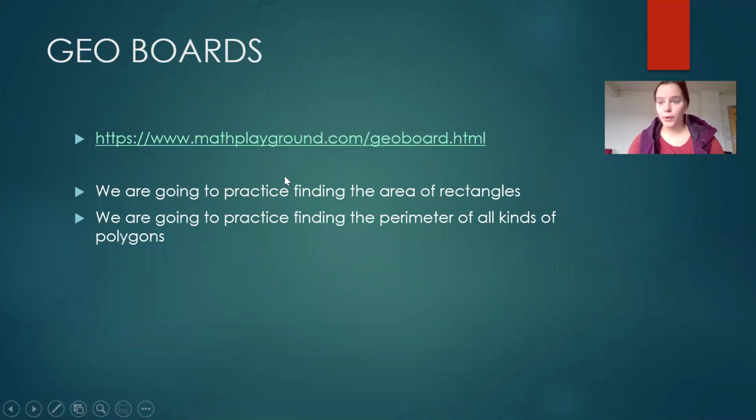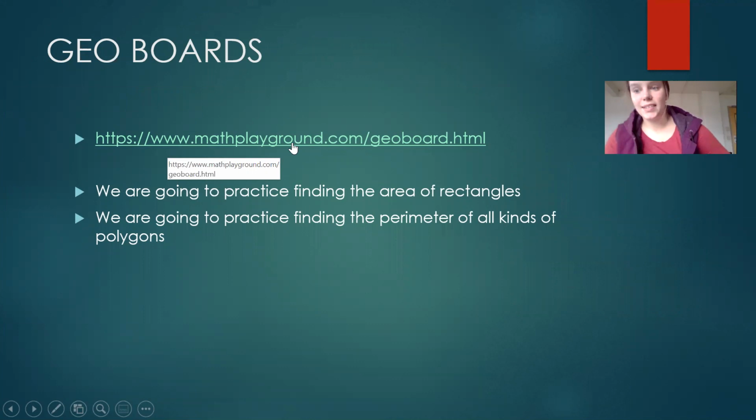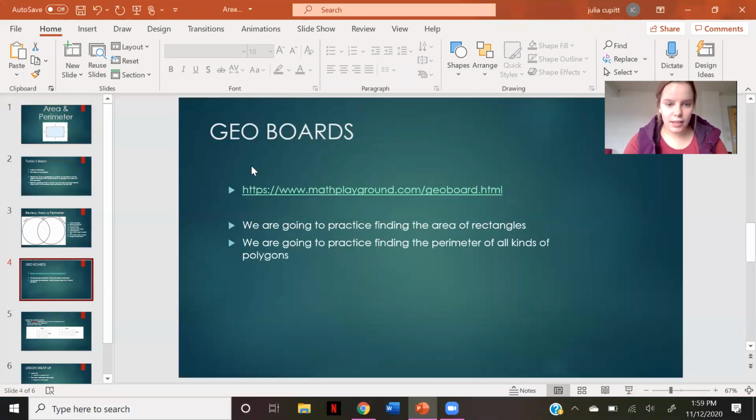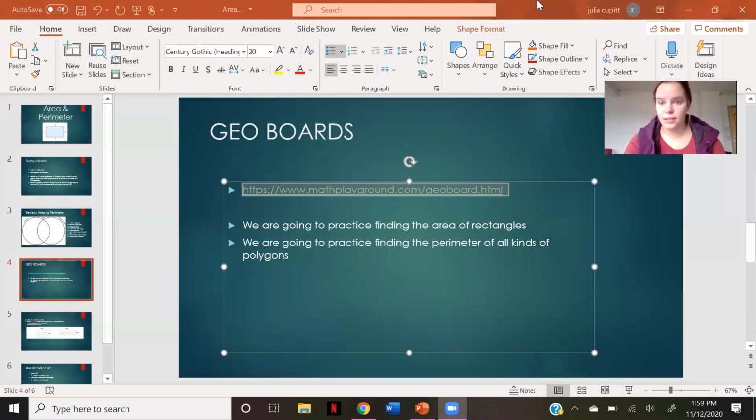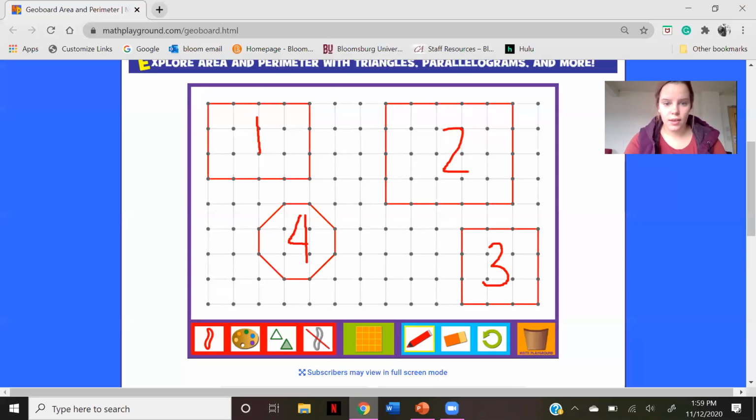So this is going to be the bulk of our lesson. We're going to open up a geoboard manipulative. It's one of those plastic peg boards that you put rubber bands on. However, this is an online version, so it's pretty neat if you ask me. I'm going to put this link in the chat so then you all can follow along. You can click on that and it's going to take you to this screen.